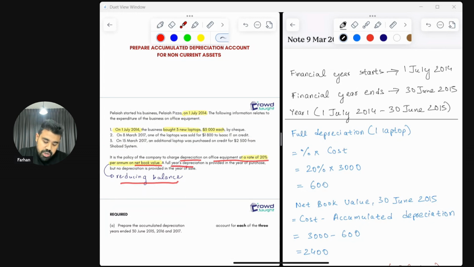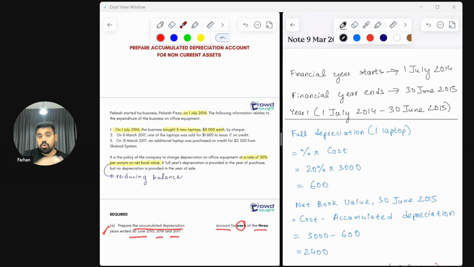A full year's depreciation is provided in the year of purchase, but no depreciation is provided in the year of sale. As you can see, the requirement of the question is to prepare the accumulated depreciation account for each of the 3 years ending 30 June 2015, 2016, and 2017. All right? Now let's look into the workings on the right-hand side.